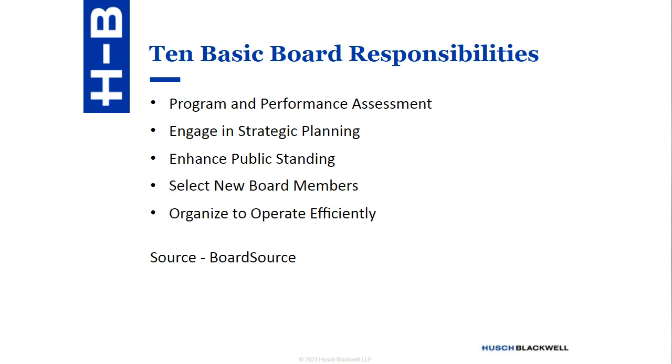Engage in strategic planning, because it's not a good idea to just let things happen or go on the way they always have. Enhance the public standing of the organization. Board members need to be good ambassadors of the organization. And select new board members. The board needs to perpetuate itself unless there's another method of choosing the board by, for example, the members. And then to organize, to operate efficiently. Use the resources of the organization well in order to maximize the mission.